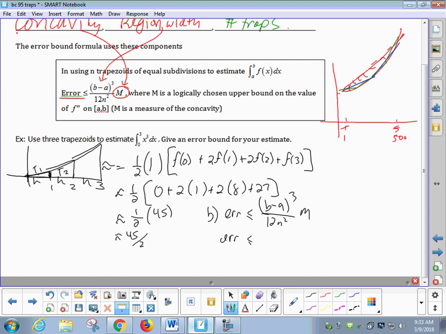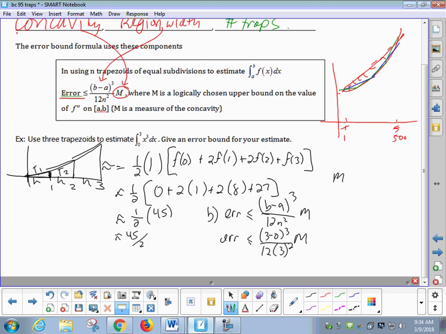So what's b minus a in this case? 3 minus 0. It represents the region in the integral. You can look at the limits of integration to find those values. What about the n? 3. It represents the number of trapezoids. In this case, you were told to use 3 trapezoids, so that's why we're using 3 for n. M, I'll leave that. Now let's go out to the side.